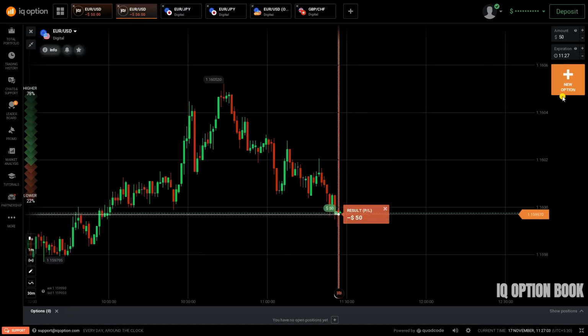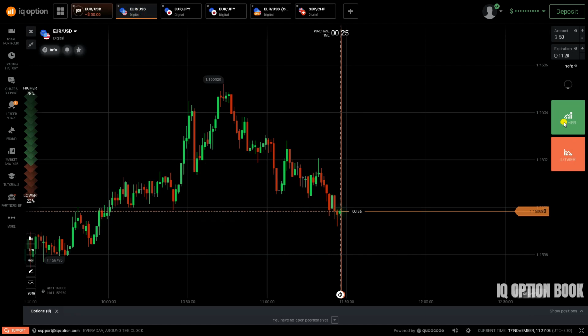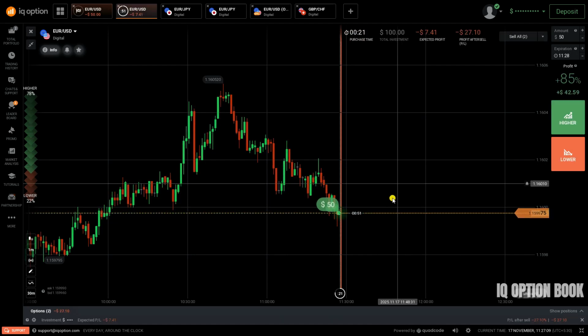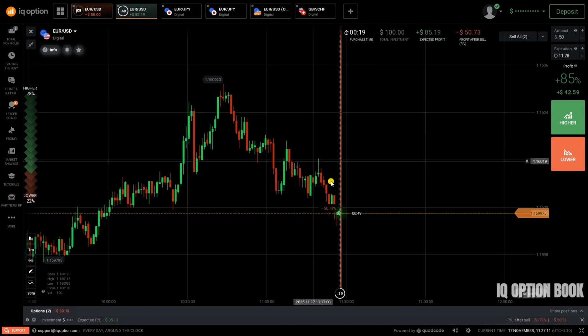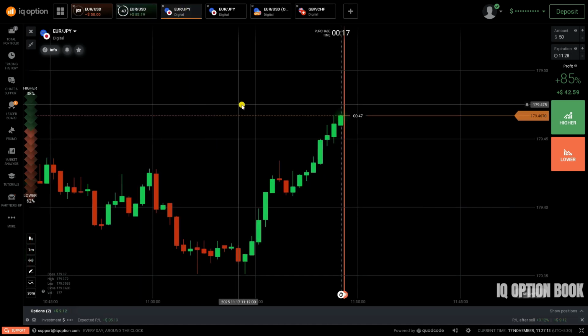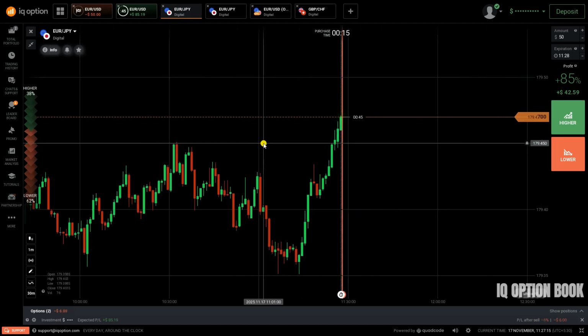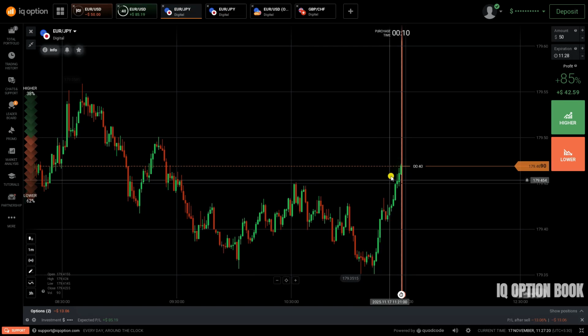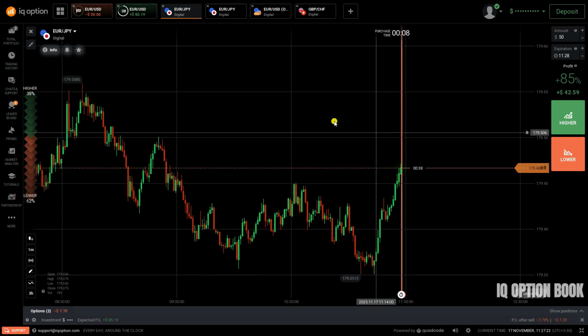So we lost by a very small margin. We can still place a call option. If not here, the next candle will definitely be a bias candle. Euro JPY, the market is moving with a high movement of buyers.